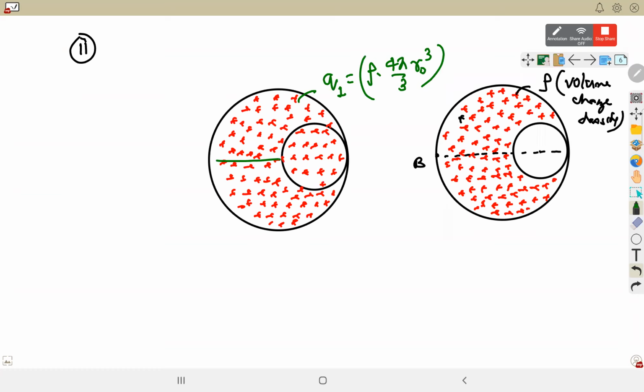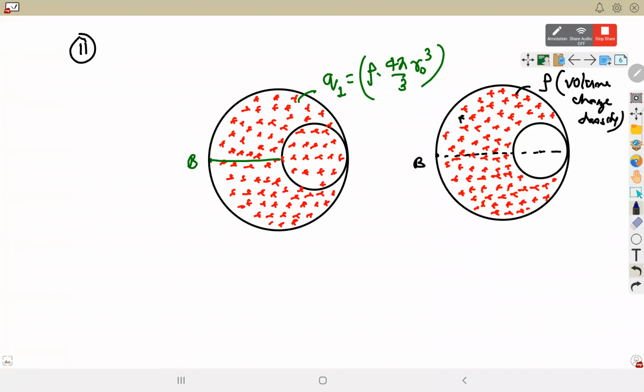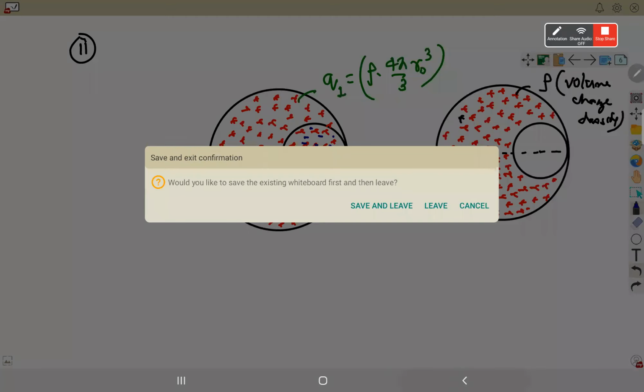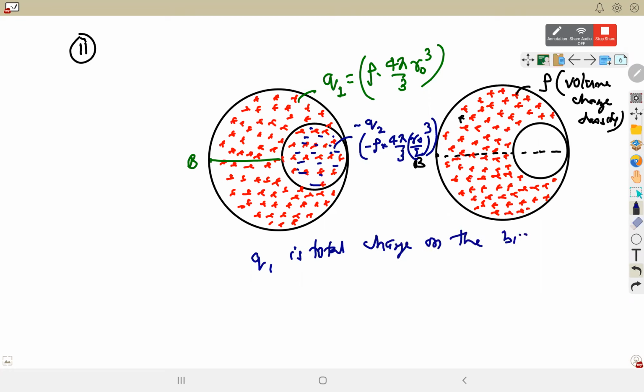इसकी इलेक्ट्रिक फील्ड निकालेंगे हम पॉइंट B पे, and then we have to consider the same density negative charge in this cavity. So this cavity में जो charge है, that is minus Q2, which will be minus rho into 4 pi by 3 R naught by 2 whole cube. Q1 is the charge on the solid sphere. Q1 is total charge on the bigger sphere.